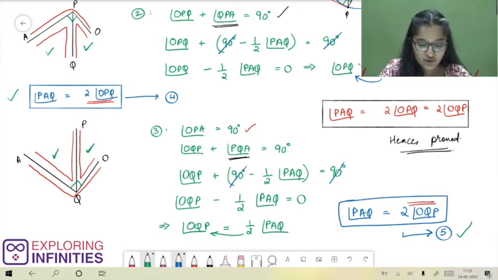From equation 4 and equation 5, we obtain the final statement that we have to prove, that is angle PAQ is equal to 2 times of angle OPQ, that is equal to 2 times of angle OQP. Hence, our statement 3 has been proved. This concludes our discussion for the current class. In the next class, we will be seeing statement 4 and some sums based on these statements.